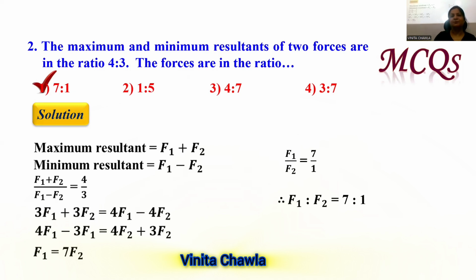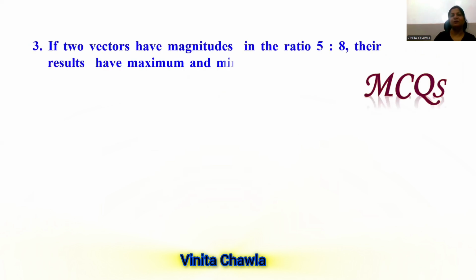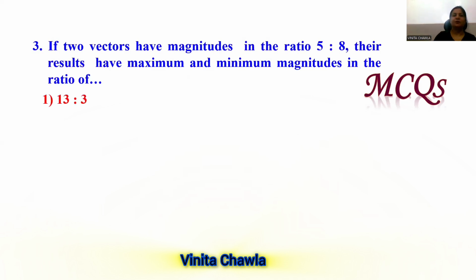Next question. If two vectors have magnitudes in the ratio 5:8, the resultants have maximum and minimum magnitudes in the ratio 13:3, 3:1, 8:5, 6:5. We have two vectors, their ratio is given. Now F1 by F2 is given, or A by B is given.